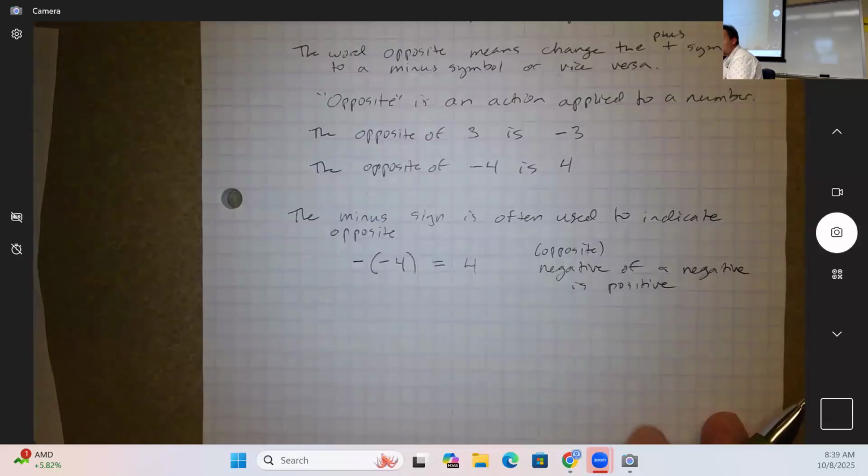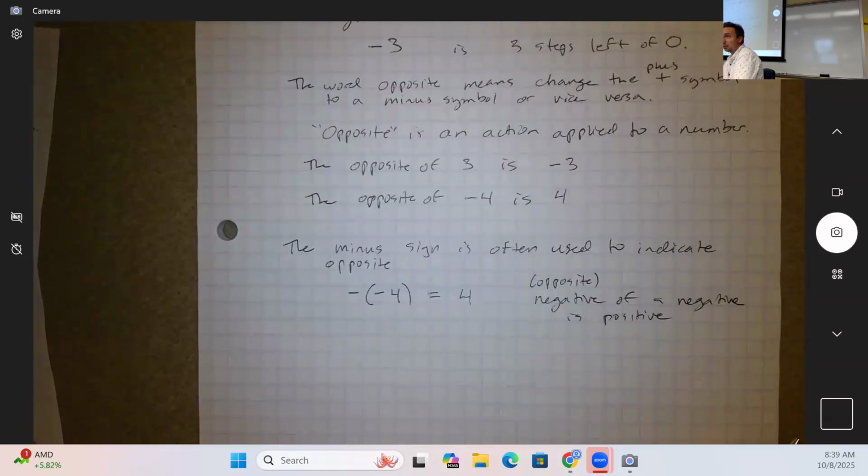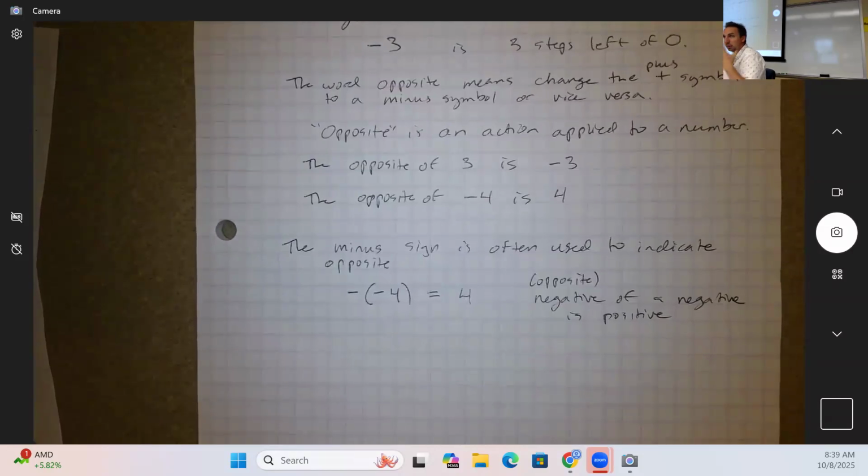A negative is just the number itself. -3 is 3 steps left of 0. It's a property of that number. The opposite of 3 is saying take the +3 and then stick a minus in front, and you get a negative. We change the sign of it.